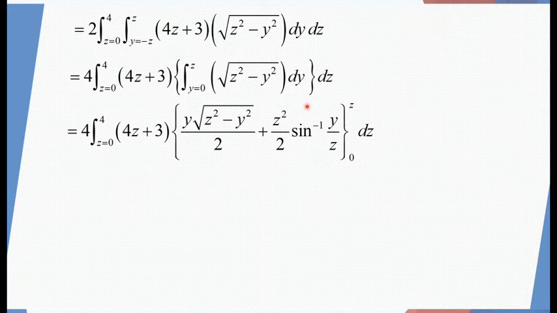So this is the formula we use here. On putting the limit, when we put y equals to z, then it will be z square root of z square minus z square, so it is 0 plus z square by 2 sin inverse 1.